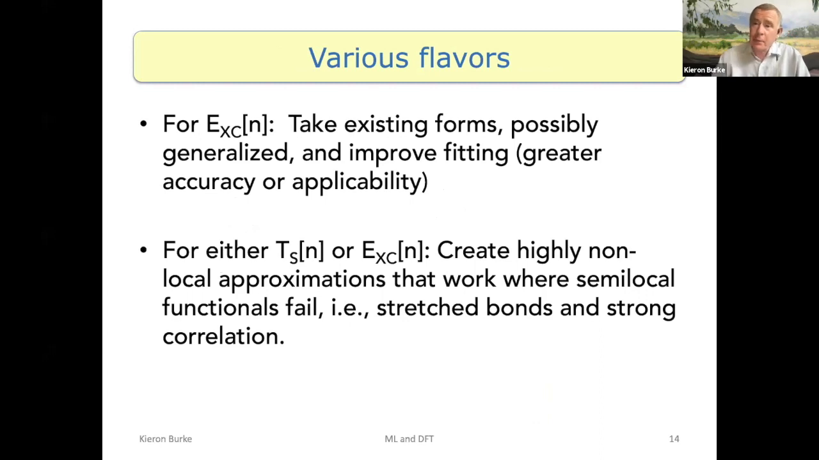So the flavors of ML-DFT are two types of activity that are quite distinct. One is you take the human-made approximations that we use and try to make them a bit better. So you use machine learning to fit the forms better, see if you can make them more accurate. Alternatively, you can try to create totally different kinds of density functionals, totally non-local so that they won't have the same failings as our human-made ones. And most of my work has been involved with the second kind. So trying to find, for example, functionals that don't fail when you stretch bonds, because our standard density functionals do fail under those circumstances.